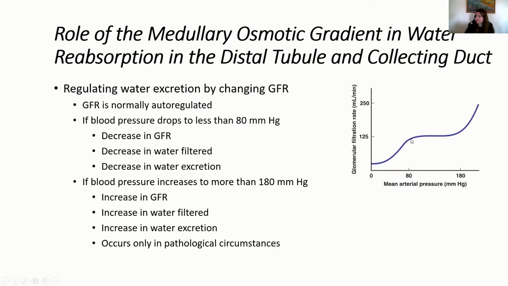So usually, and this isn't on your slide set because it's from the renal physiology lecture, but I thought it was helpful to look at this again. So we have the curve here for arterial pressure versus glomerular filtration rate. So we can see that we have this plateau in the center, and that plateau is because we're usually auto-regulating glomerular filtration rate.